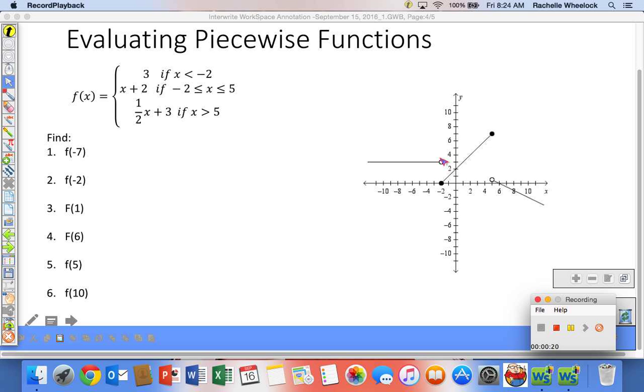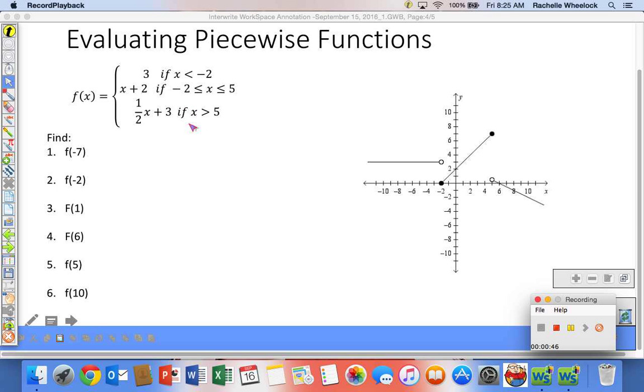so there's an open circle and it's a horizontal line. So everything that has an x value less than -2, the y or the f of that number will just be 3. For x values that are between -2 and 5, including those endpoints, the f of x is equal to x plus 2. And we can see that's this section of the graph, this piece of the graph. And then the last piece of this graph is for x values greater than 5.